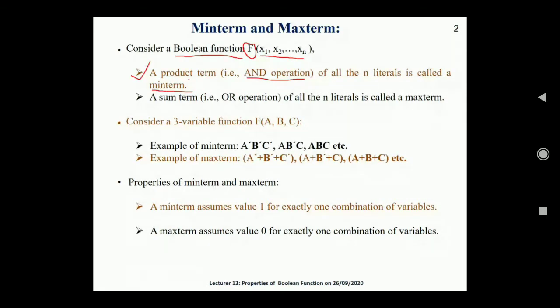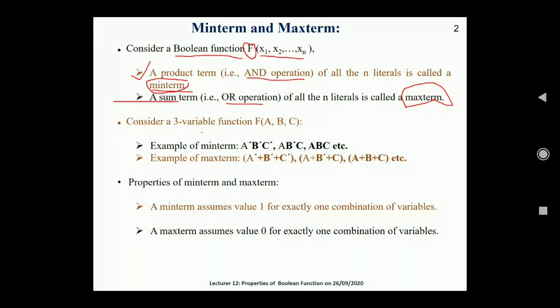Oppositely, whenever instead of a product we are using a sum term and we are using the OR operation, this one is called a max term. And if we are using the AND operation and the product term, this one is called a min term.